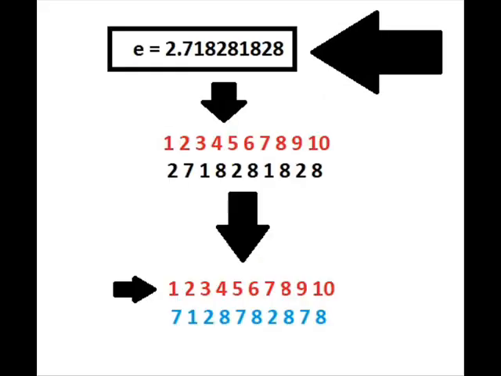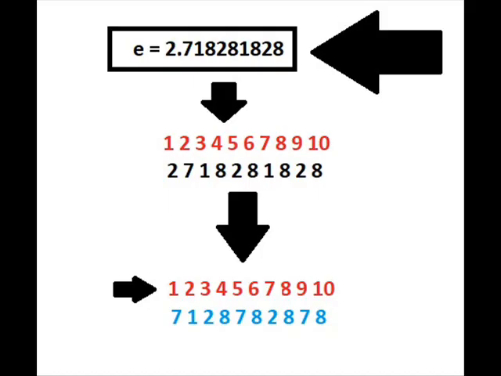Now one has to transform this number back to Euler's number. One attributes the index again, that is to say that, for example, 7 is in the first place, 1 is in the second place, 2 is in the third place, 8 is in the fourth place, and so on.